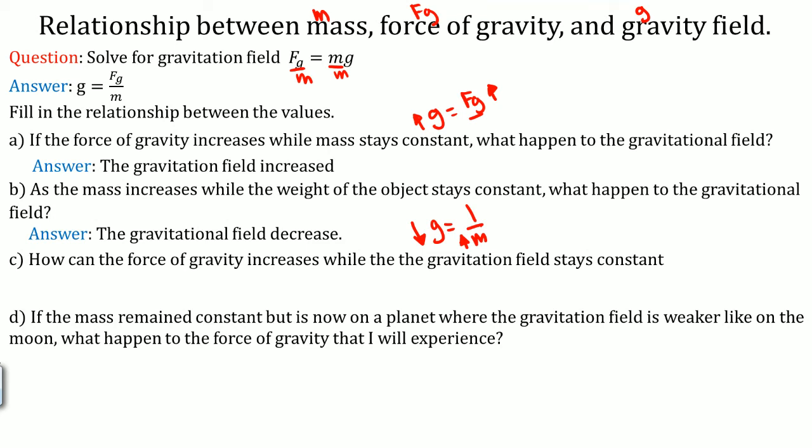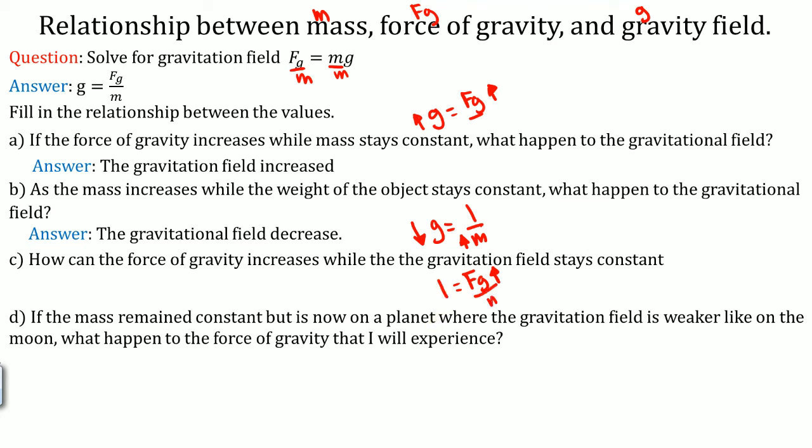How can the force of gravity increase while the gravitational field stays constant? So how can the force of gravity, which is Fg, increase while the gravitational field stays constant? So this stays the same. So this becomes like 1 because it stays the same.